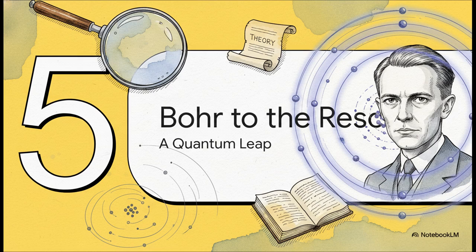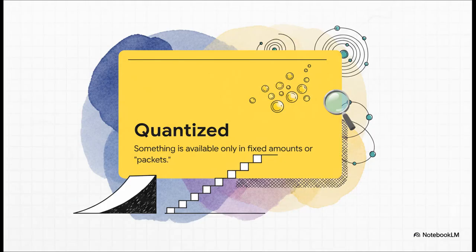The model was unstable. And then another scientist enters the scene, a Danish physicist named Niels Bohr. And he comes along with an idea that was, well, so radical he basically had to say, what if the rules of physics are wrong? Bohr's entire solution was built on this wild new idea called quantum theory. And the key word here is quantized.